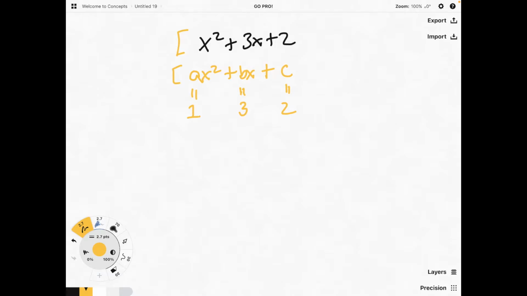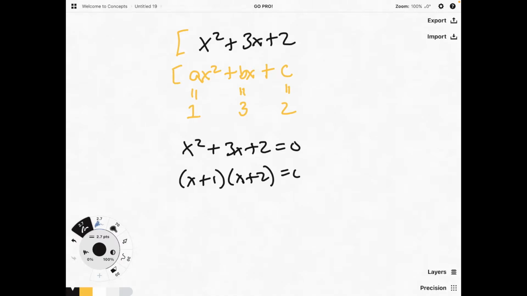Factoring the equation is one way of solving a quadratic equation. Let's use this example for how to solve a quadratic equation. And in this case, to do that, we would just need to set this equation equal to 0. Now with factoring, we're going to get (x plus 1)(x plus 2) equals 0. And now you can solve each of these quantities by setting them equal to 0. So when x plus 1 equals 0 and when x plus 2 equals 0.